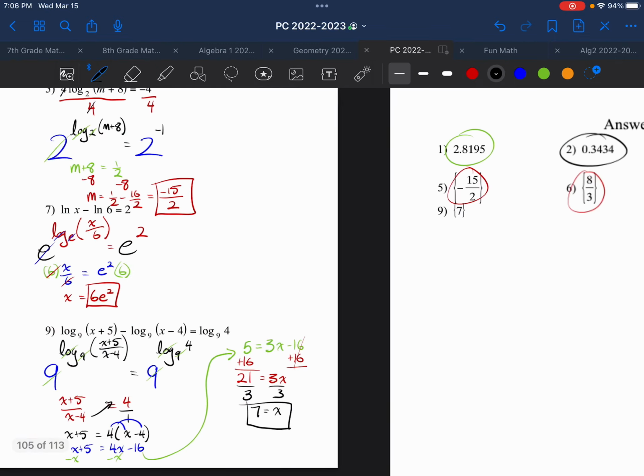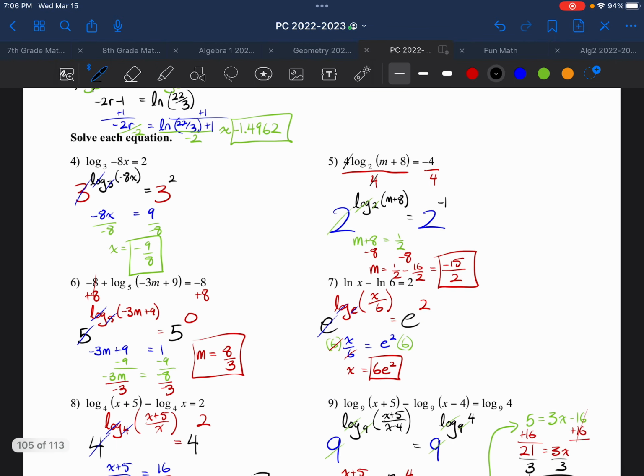Was the answer 7 or was it 9? It was 7. Let's go. The problem was number 9. That's why I was thinking of a number 9.